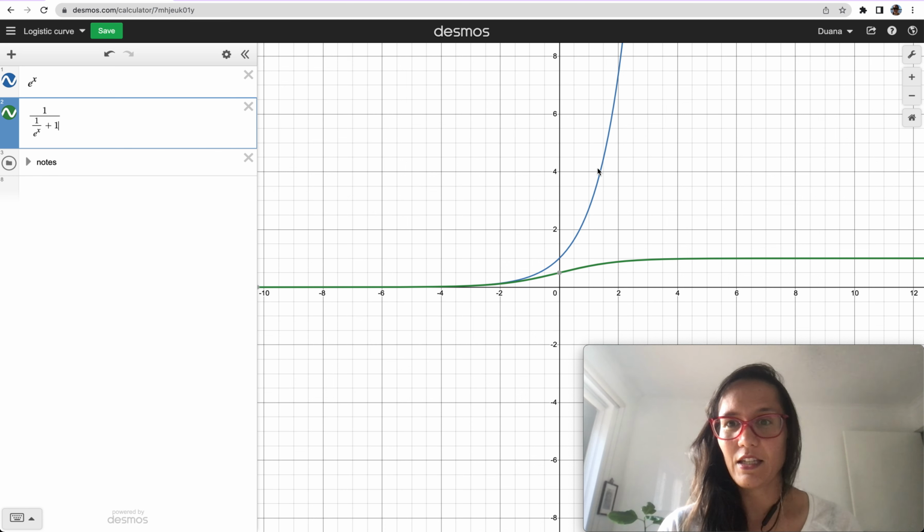So as opposed to the exponential curve in blue, this new curve is not growing unbounded. It's got a bound here. It's getting closer and closer to what looks like 1. And on the left, as x gets more negative, it gets closer and closer to 0. So let's take a look at that curve. We'll just zoom in a little bit.